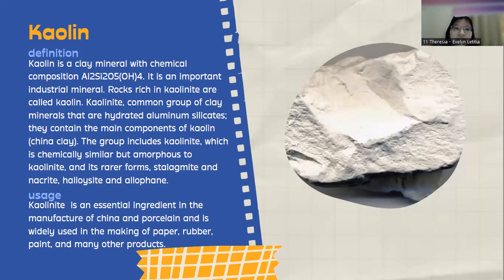Next, the last one that I'll present is kaolin. Kaolin is a clay material with the chemical composition Al2Si2O5(OH)4. It is an important industrial mineral. Rocks that are rich in kaolinite are called kaolin. Kaolin is an essential ingredient in the manufacture of china porcelain, and it's widely used in the making of paper, rubber, paint, and many other products.